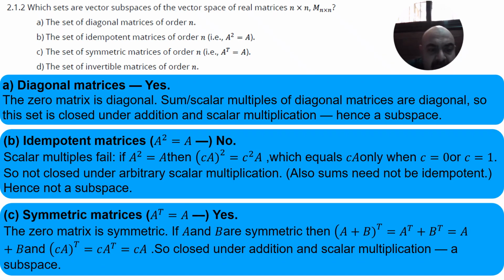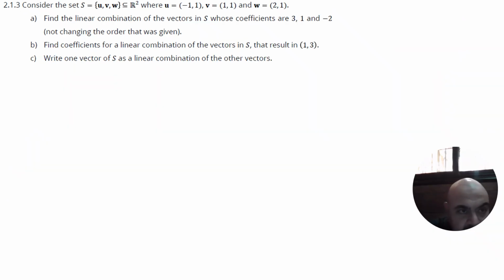For the set of symmetric matrices, yes, it represents a subvector space. It's really very simple because the zero matrix is symmetric. If A and B are symmetric, then the addition will be symmetric. And also for the transposition, it will be the same. So it is closed under addition and scalar multiplication, and it makes very good sense.